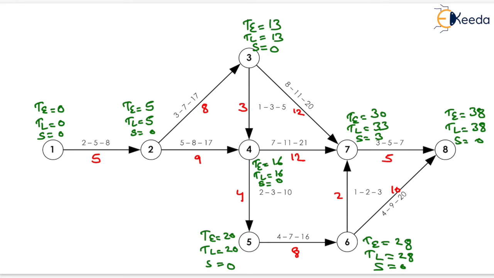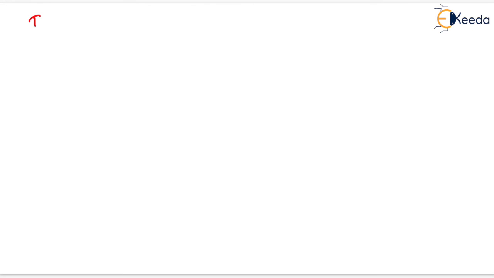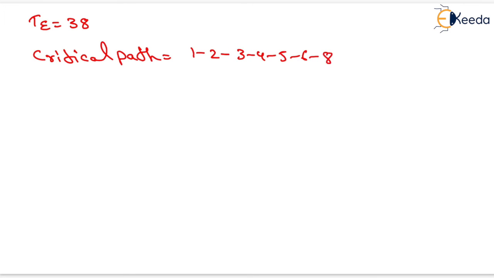Now here event 1 and 2 both will have slack equal to 0, so this is the critical activity. Similarly, 2 and 3 both will have slack equal to 0, so this is the critical activity again. Now 3 and 4 will be the critical activity because slack at both the events will be equal to 0, so this is also the critical activity. Similarly, this is also the critical activity. Similarly, this is also the critical activity. Similarly, this is also the last critical activity. The project completion time will be equal to 38, and the critical path will be 1, 2, 3, 4, 5, 6, 8. That will be the critical path.